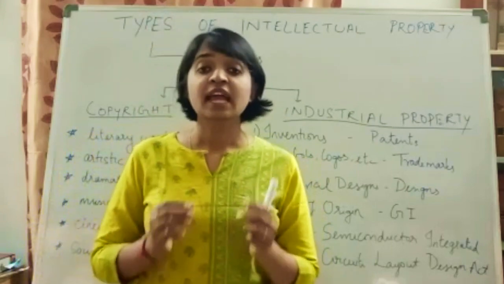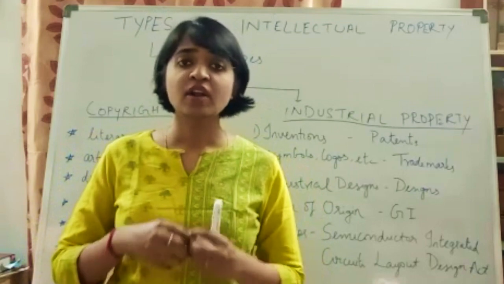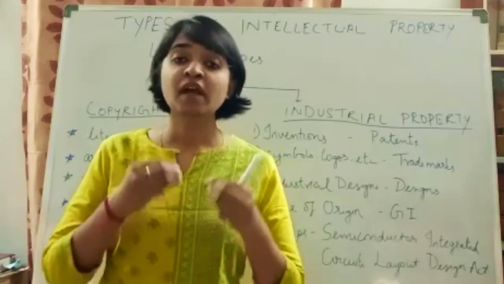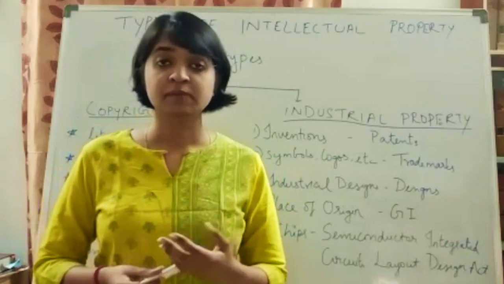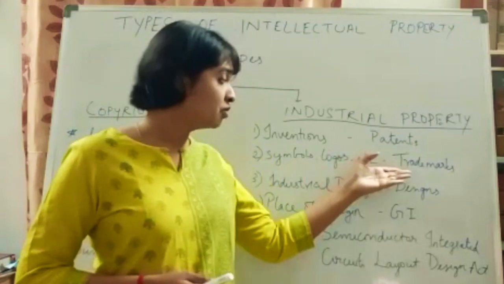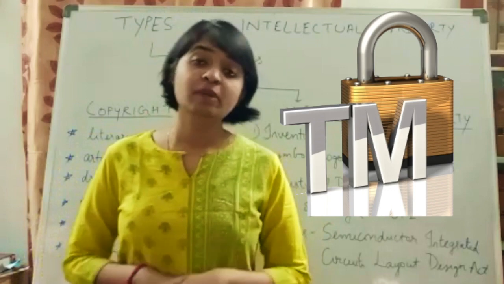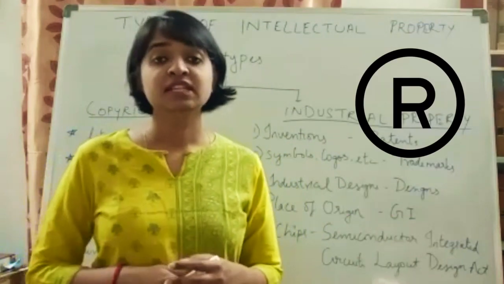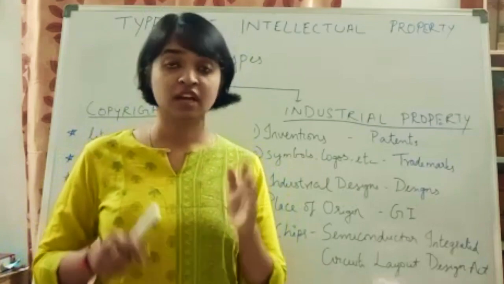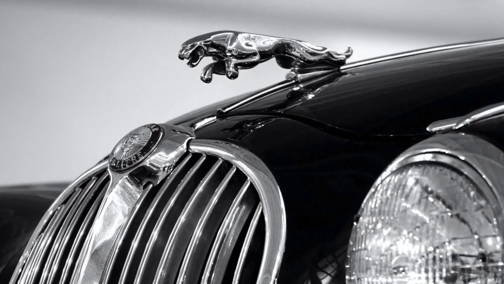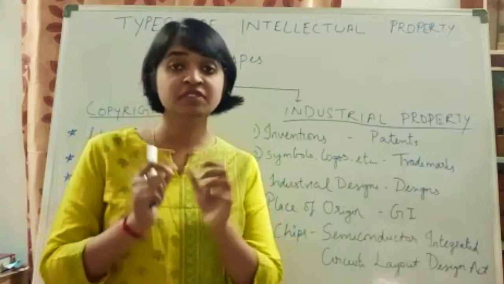So anything, any logo, any symbol or any diagram or anything by which you identify the product of a person, then that comes under the ambit of trademarks. Let me give you an example. The first thing, let's take the example of a Jaguar car. How do you identify the car to be Jaguar's product? By seeing the Jaguars in front of it.